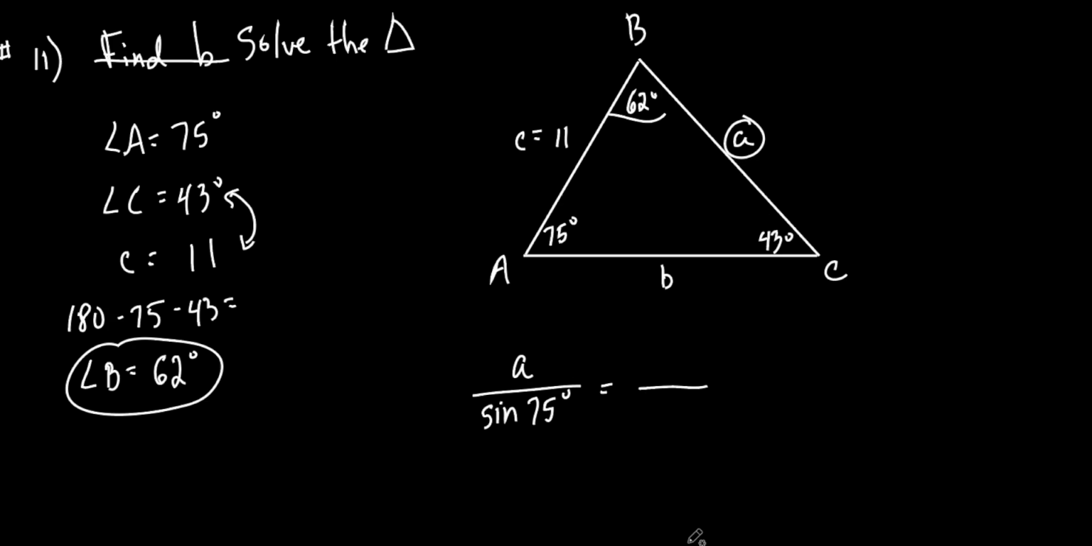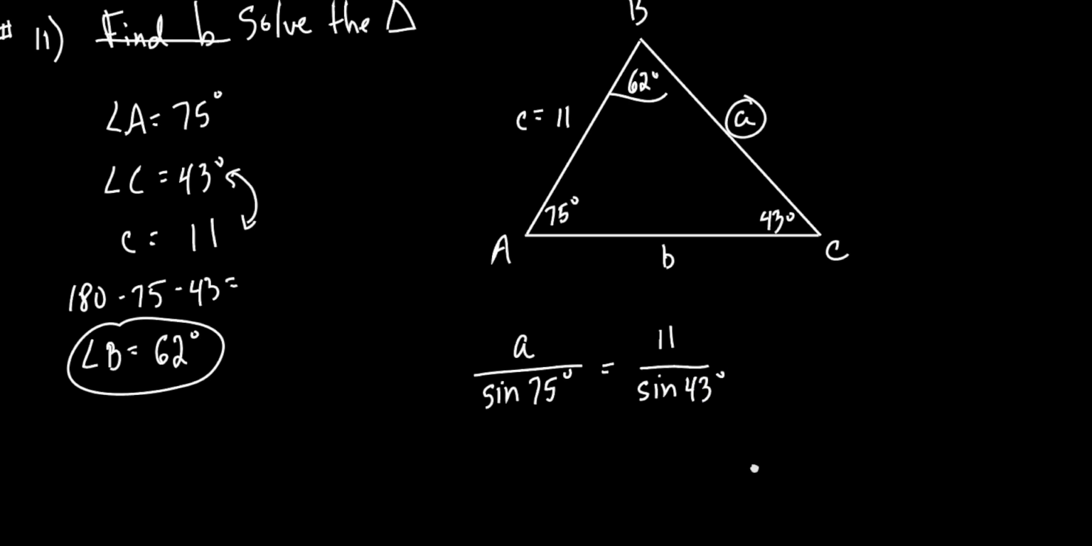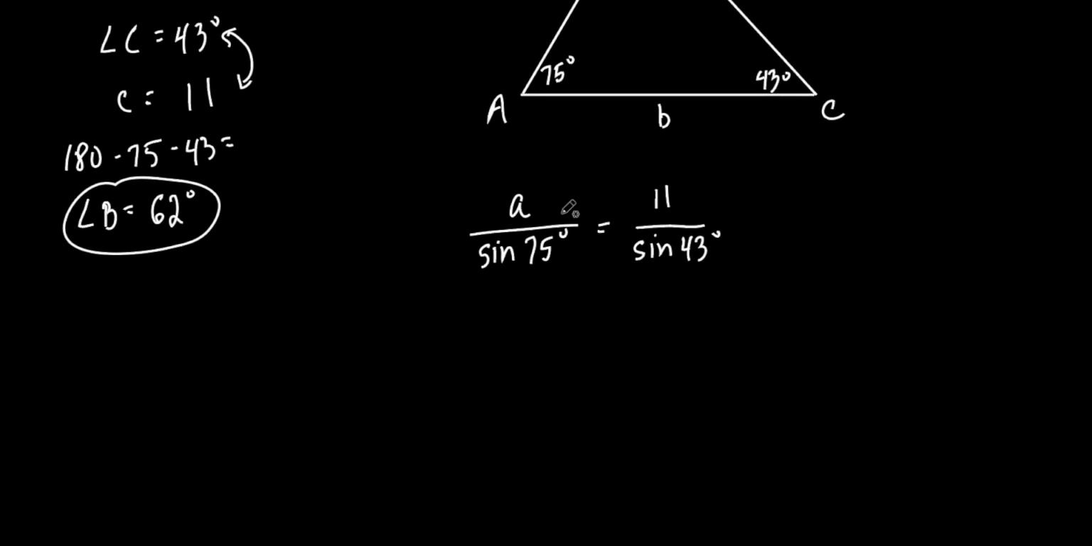Which one do I put on top? The 11. I've got to put the 11 on top. If I put the side on top here, I've got to put the side on top here, right? Over the sine of what? 43. And now you just solve for A. We made it kind of easy for ourselves because we specifically put the A on top to make it a little easier. So all I've got to do is get rid of the sine of 75. How do I get rid of the sine of 75? It's being divided, so I multiply it. And I'm just going to put it right up here. Okay? It cancels out there. And this is what you put into your calculator.